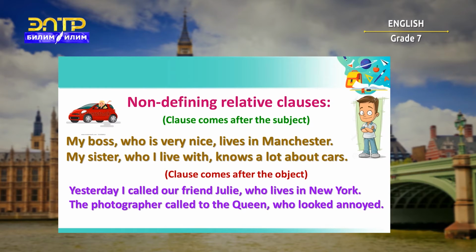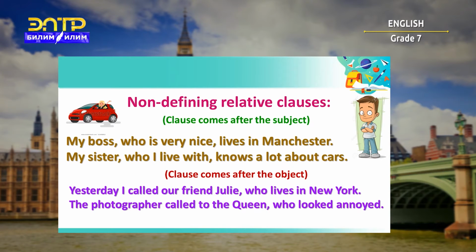Clause comes after the subject. My boss, who is very nice, lives in Manchester. Or, my sister, whom I live with, knows a lot about cars. Examples of clause comes after the object. Yesterday I called our friend Julie, who lives in New York.